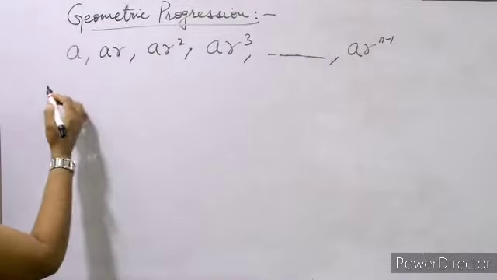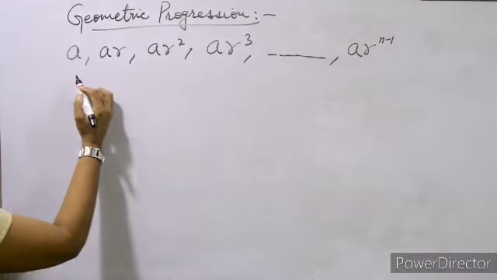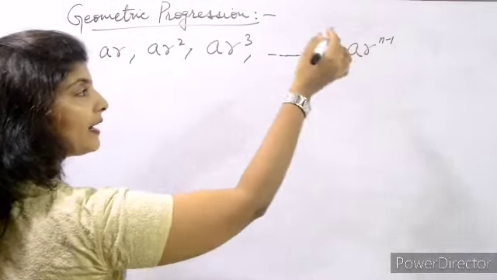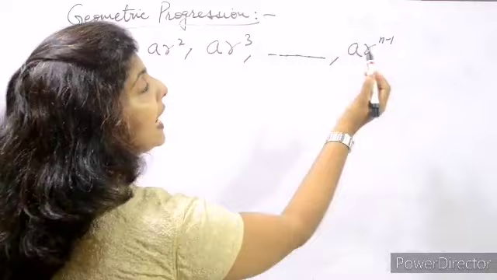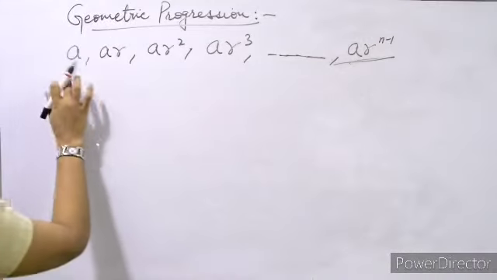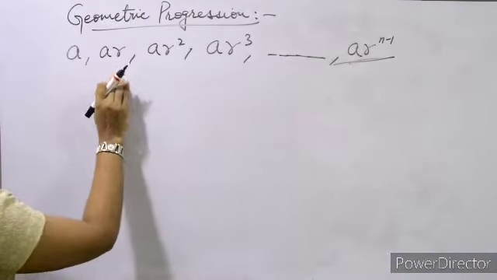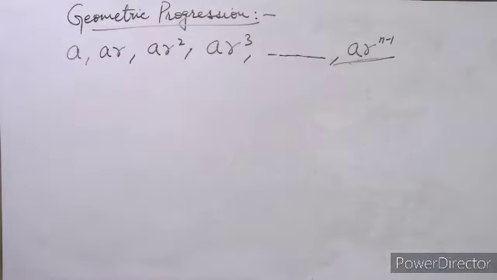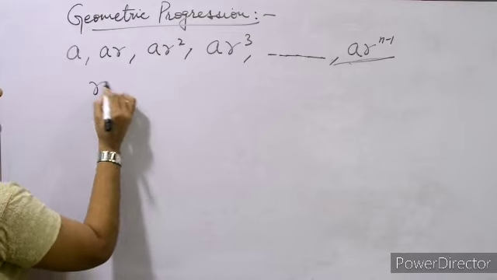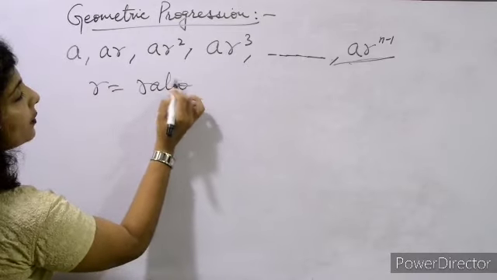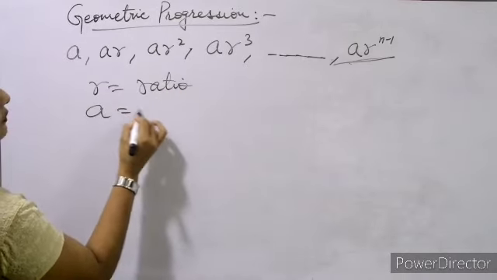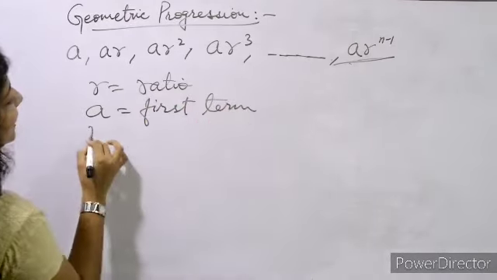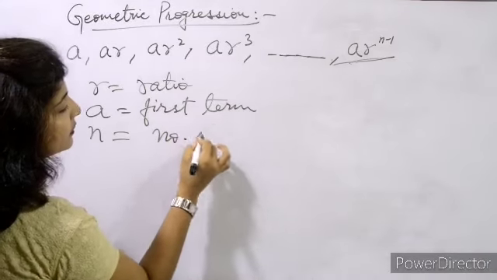general geometric progression looks like this: a, ar, ar square, ar cube, and up to ar to the power n minus 1, and this is the nth term, because in the first term there is no r, in the second term there is 1 r, so in the nth term the power of r will be n minus 1. Okay, now r is the common ratio, a is the first term, and n is the number of terms.